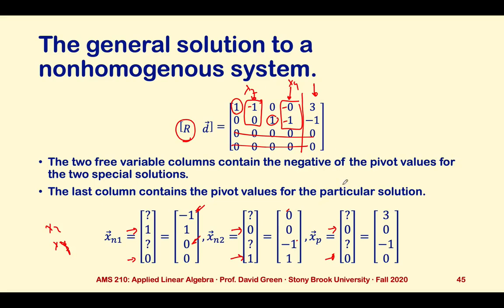And so in the same way, we take our right-hand side column. We don't negate these values. We just read them off directly. The first one corresponds to x1, so we put a 3. The second one corresponds to x3. We put the negative 1. And this is our particular solution. We have read off these 3 vectors, a particular solution and 2 special solutions to the homogeneous system, simply by looking at the reduced row echelon form.